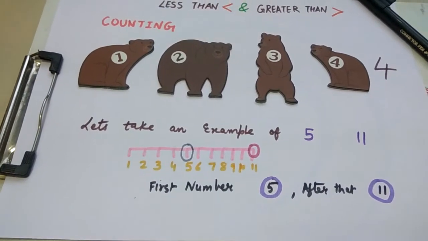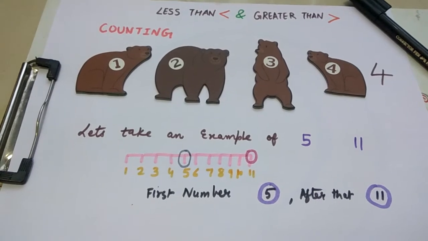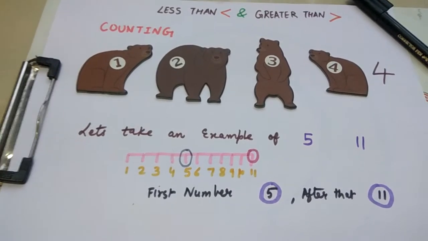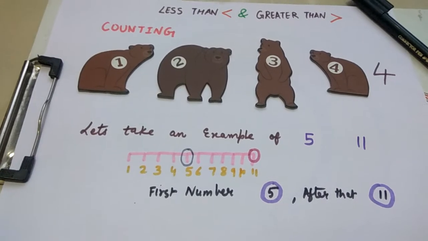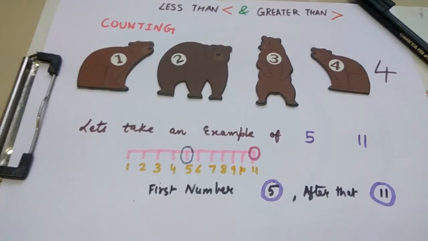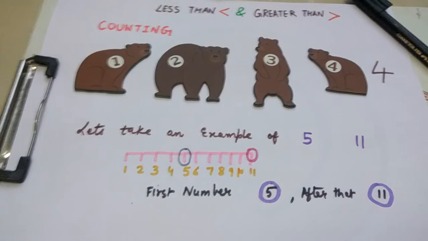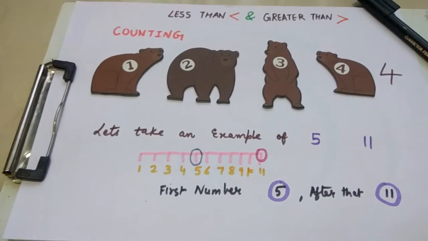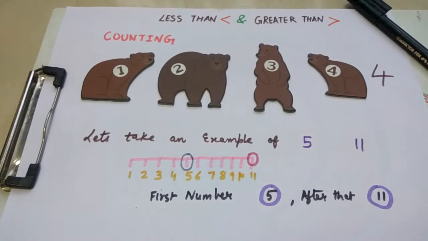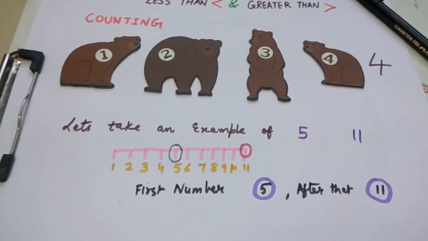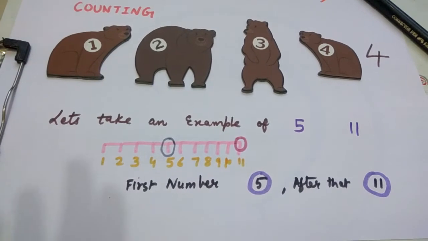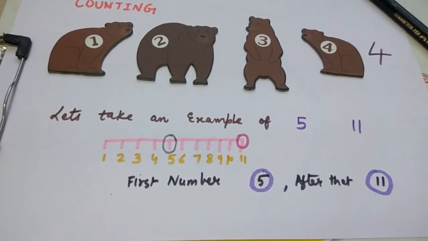So to understand the less than and the greater than concept, the number which comes first on the scale from number 1, we circle it, and that number is going to be the less than number compared to the other one. And then we will circle the other number, which is number 11. In this case, it comes after the first number, which is 5.